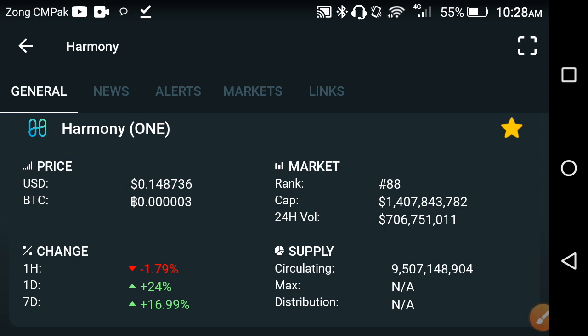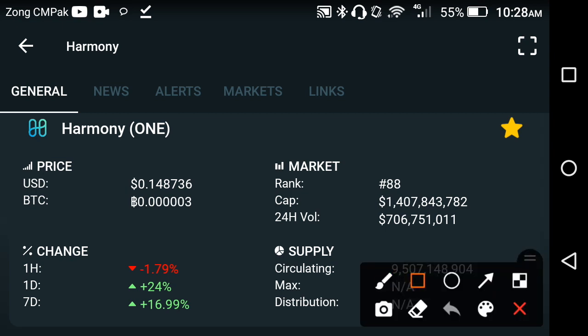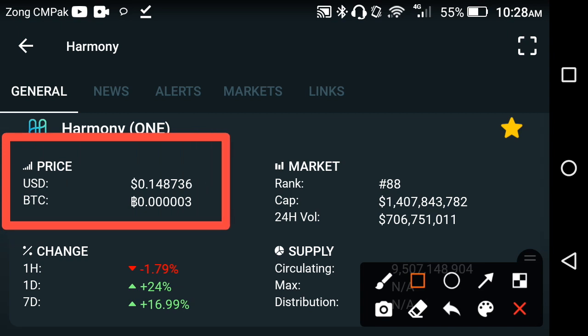Let's check the price of the Harmony One coin once again in the market. 0.148736 USD is the current price of the Harmony. On the other side, if you look, the price changes occurring in the Harmony. Right now the price is going negative. The last 1 hour price change is negative, friends. The last 1 day price change is positive. The previous time changes in the Harmony were positive, but only the last 1 hour price change is negative, friends.